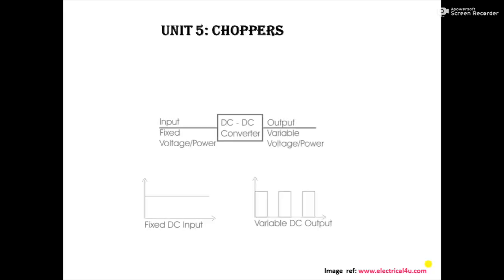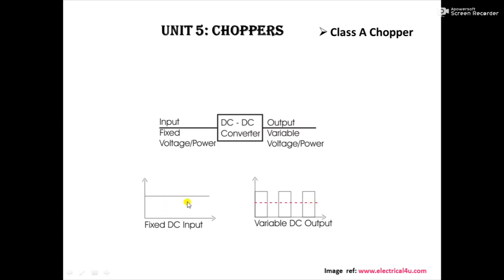So this is your unit 5, choppers. Here in this slide, you can see the working principle of choppers. At the input side, you have a fixed DC supply voltage. At the output side, you have a variable DC supply voltage. So the input side DC supply is shown as a constant DC supply voltage. At the output side, you have a pulsated DC voltage, out of which the average output DC voltage is then taken to have a constant DC voltage here.